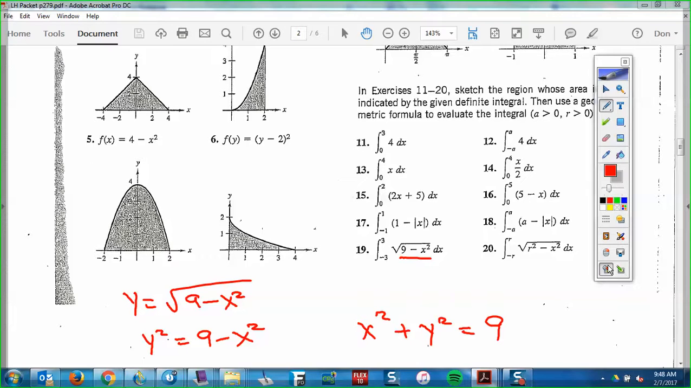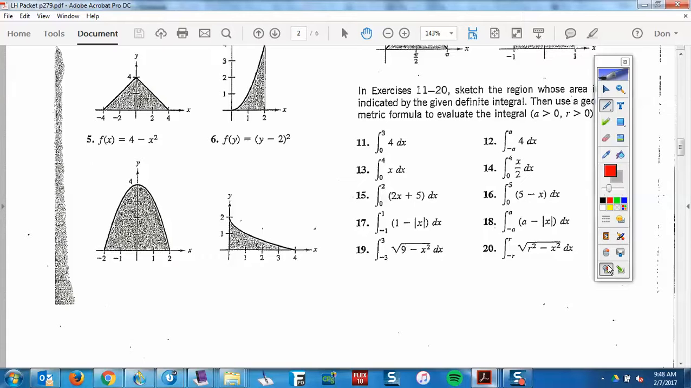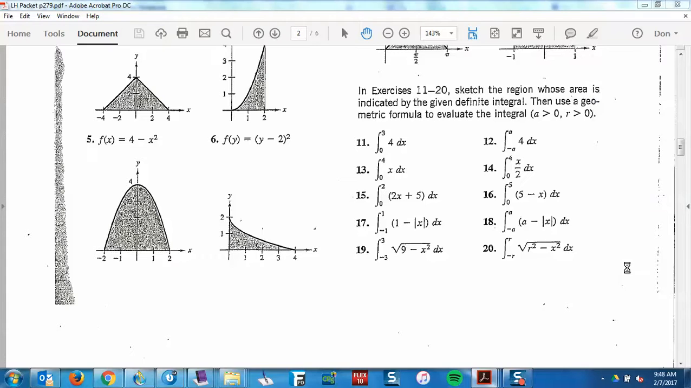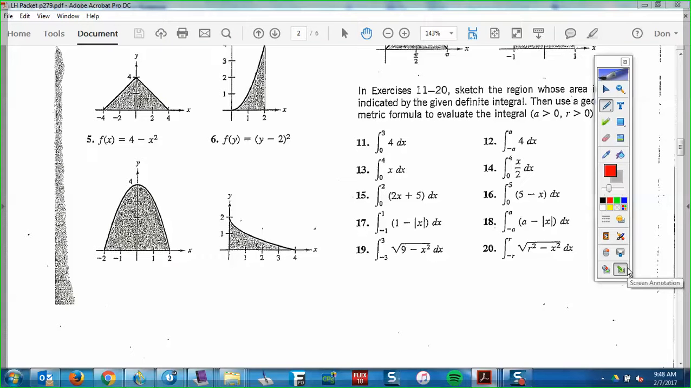Okay? Now, I want to show you something on the calculator here in a minute. So let's talk about number 6. I told you to skip 6 and 7, right? Now this is something, we're foreshadowing something that's going to come later. But when we write f of y, that's the same as what? X, right? Just like f of x is the same as y, right? So this is x equals y minus 2 squared.